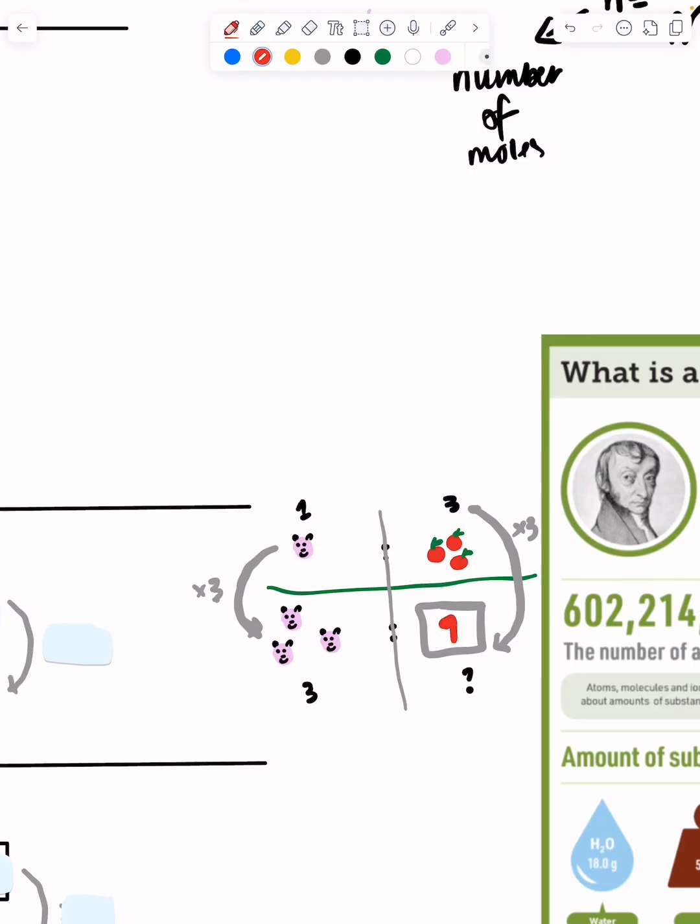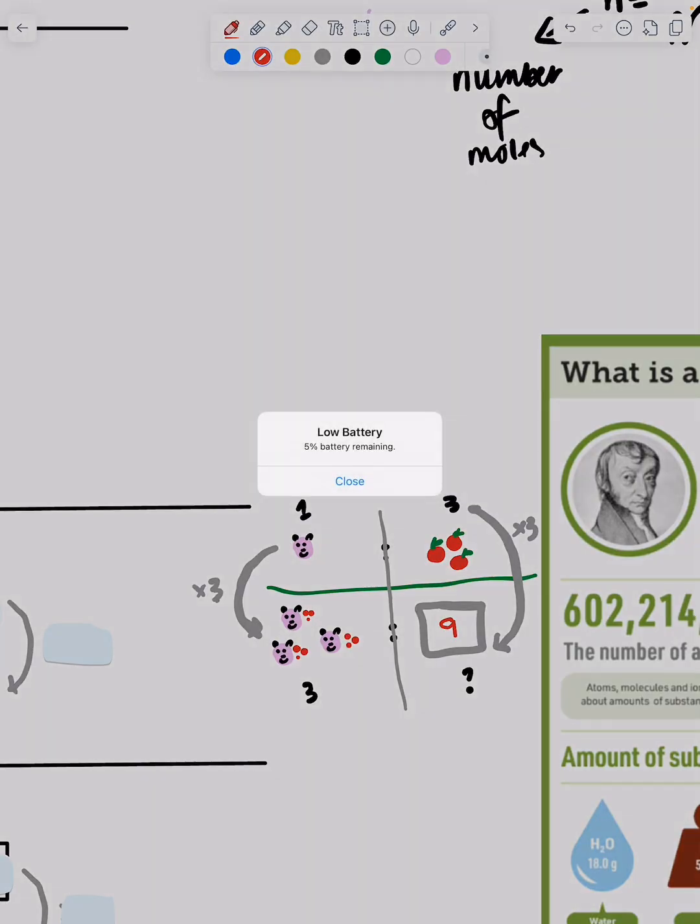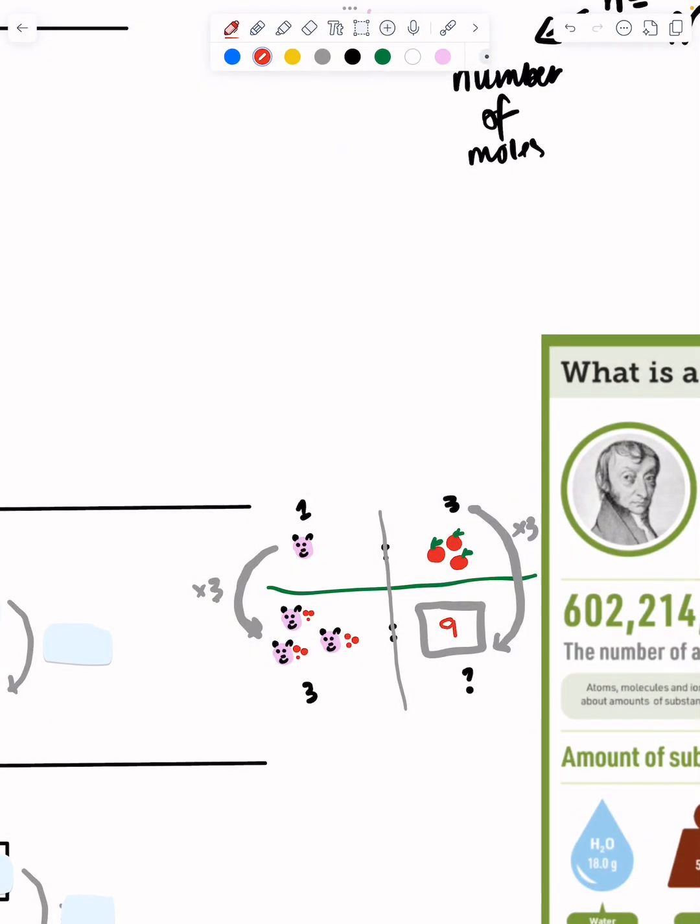That's meant to be a 9. Let me draw that clearer. Okay, so that's essentially how it works, and it makes sense. Let me draw it out. So for 1 pig, you've got 3 apples. For another pig, you've got 3 apples. For the next pig, you've got 3 apples. Count all the apples, you get 9 apples. Okay, so this is how ratios work, essentially. You just need to find that common multiplier that gets you to the mystery box of the ratios.